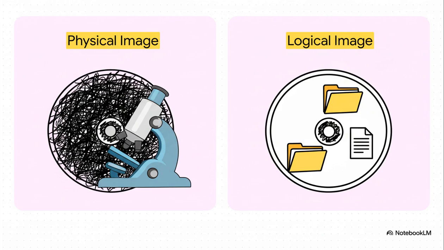And as you can see, they come in two main flavors. A logical image just kind of grabs the files you can see, like what's on your C drive. But the physical image, that's the gold standard. It is an exact bit-for-bit clone of the entire drive. We're talking deleted files, hidden partitions, all that so-called empty space, the whole shebang.